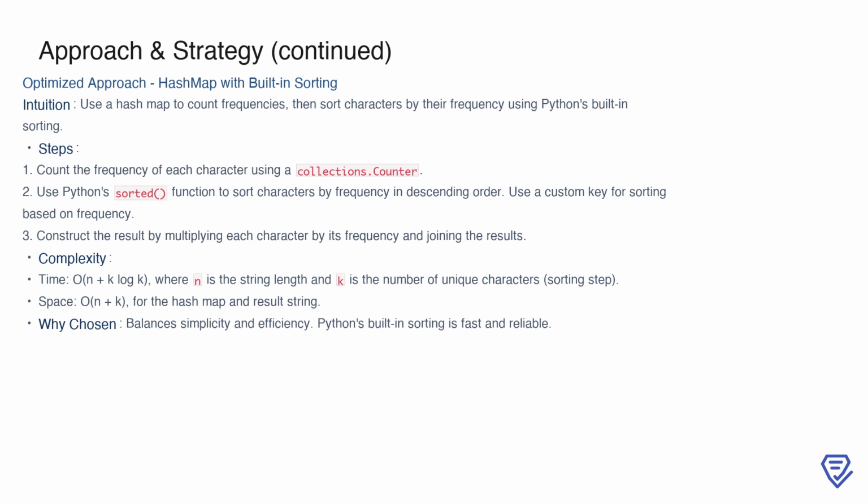This approach is significantly more efficient, with a time complexity of O(n plus k log k), where n is the length of the string and k is the number of unique characters. It also requires O(n plus k) space for the hash map and the result string. By taking advantage of Python's optimized sorting and concise syntax, this approach strikes a balance between efficiency and simplicity.